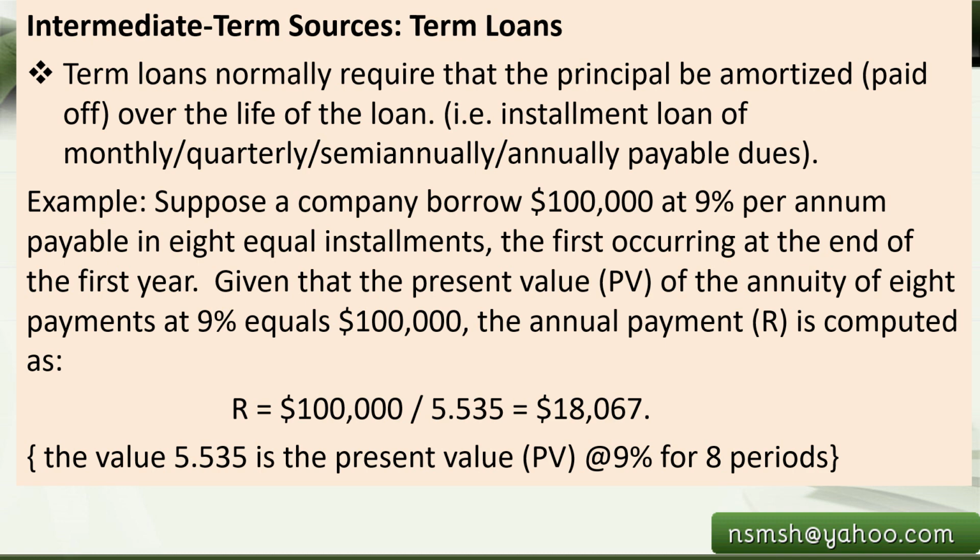The present value of the repayment of the interest at 9% for the $100,000 annually paid, and for the total number of periods, total 8 equal installments. That means for 8 years. So this is the sample. How do we calculate on that?